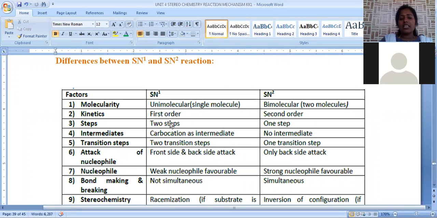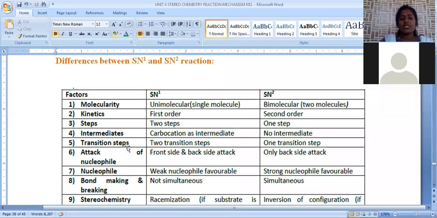SN1 reaction is multi-step process where two steps are present. In the first step, carbocation is generated. In the second step, nucleophile will be attacked and the product formation is possible. But in case of SN2, it is a single step process where transition state is involved in this SN2 mechanism. SN1 mechanism proceeds through carbocation formation, whereas in SN2 there is no intermediate, only transition state formation is possible. Here intermediate is not formed.